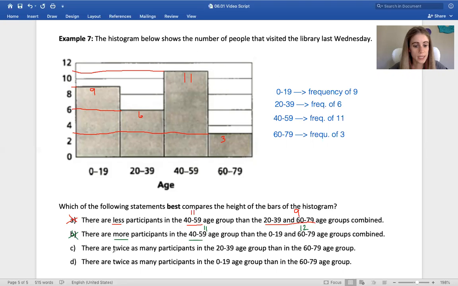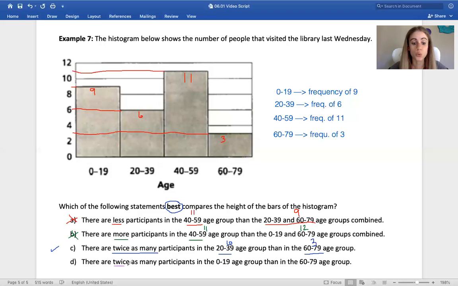All right, there are twice as many. What does twice as many mean? Yeah, it's another word for double, 2 times as many participants in the 20 to 39 age group. So 6 people are in that one. Then the 60 to 79, which is 3. Well, is 6 twice as many as 3? Yeah, because 3 times 2 is 6. All right, so I think C might be my winner, but it says I want to pick the best one. So I'm going to still read option D before I officially select it. But it's looking pretty darn good.